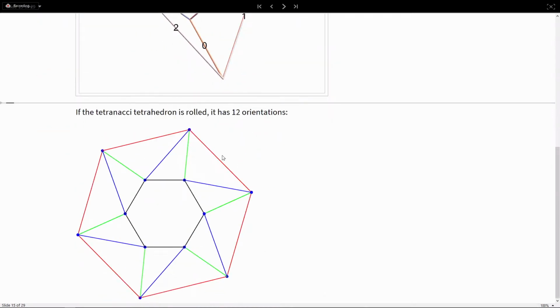But this particular one, if you put it on the ground and you roll it, there's only 12 orientations that you get, and it makes this hexagon. So a Fibonacci tetrahedron, if you roll it, will only have 6 orientations if rolled on a plane. And this was not known, apparently, that there were tetrahedra with this sort of property.